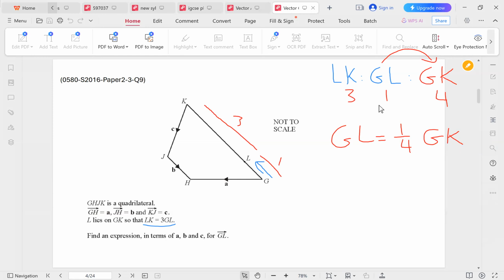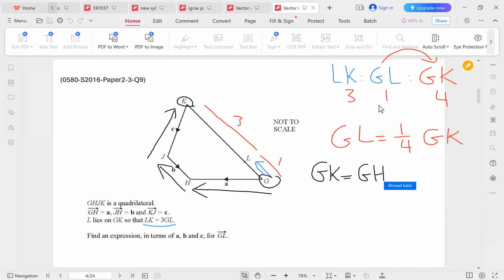So how do we get GK? We go from G to K, but we don't go down the straight path. We go down the path that we have variables for. So to go from G to K, we're going to go in this direction from G to H, and then in this direction, and then in this direction until we reach K. So GK can be written as GH, this is the path, so GH plus HJ plus JK.